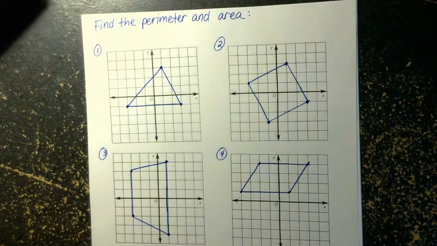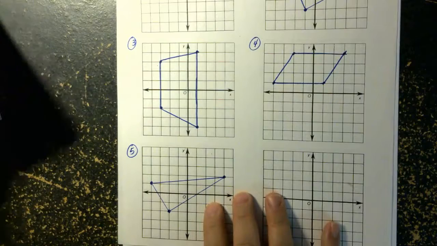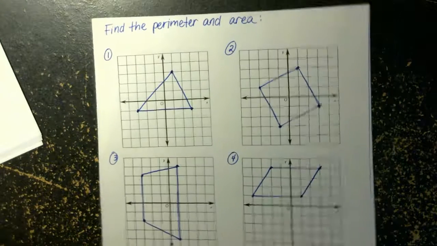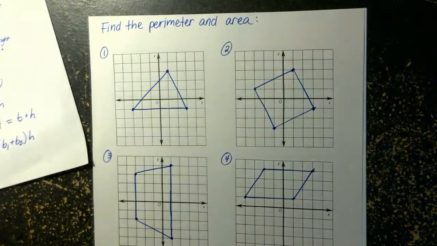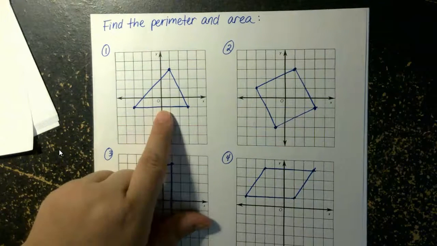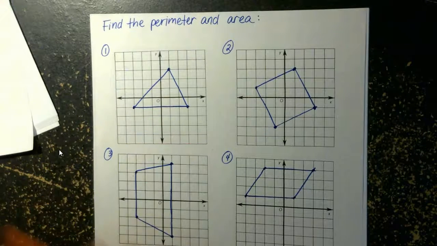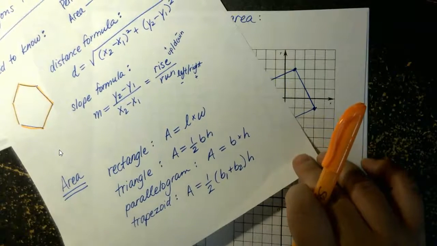Okay, so here we have several polygons that I have drawn, 5 of them, on the coordinate plane so that we can practice and look at different scenarios, different ways that this might occur in nature, so to speak, or in a math textbook. So first off, we have a triangle here. Now, triangle area formula, remember, is 1/2 base times height. So I need to know a base and a height.